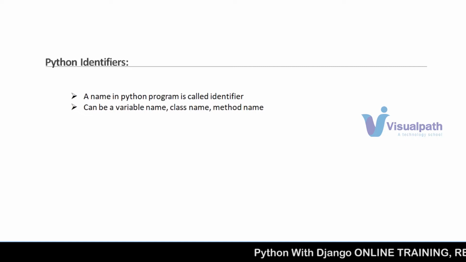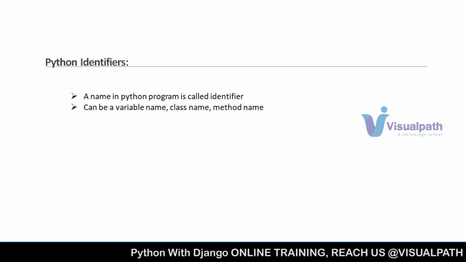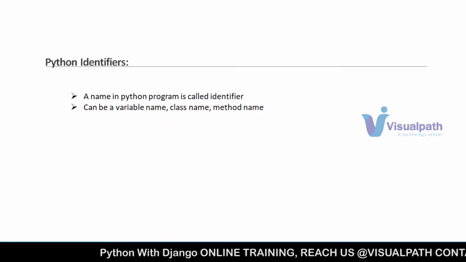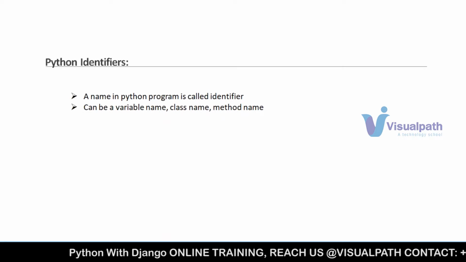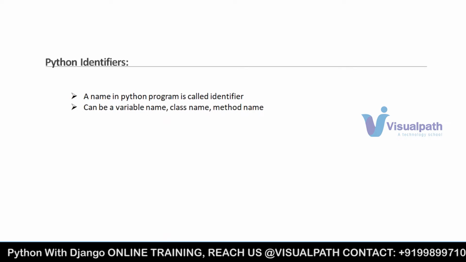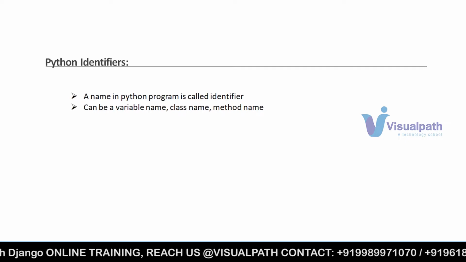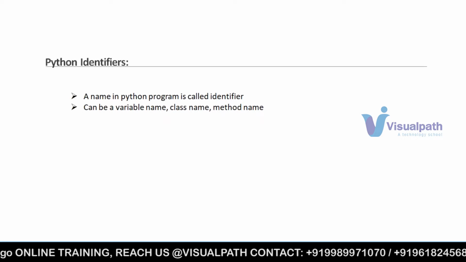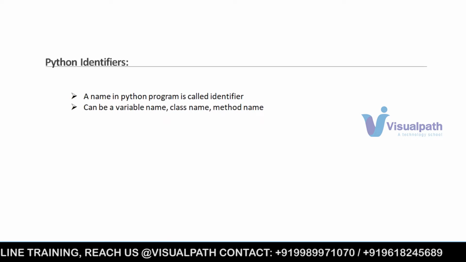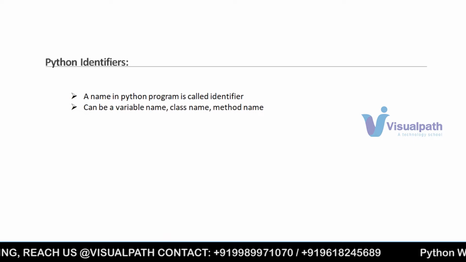So today we'll talk about Python identifiers and keywords. Okay, so maybe just note it down. What are Python identifiers? A name in a Python program is called an identifier. So it could be a variable name, class name, method name, anything. Any name in Python is called an identifier. Please note down.